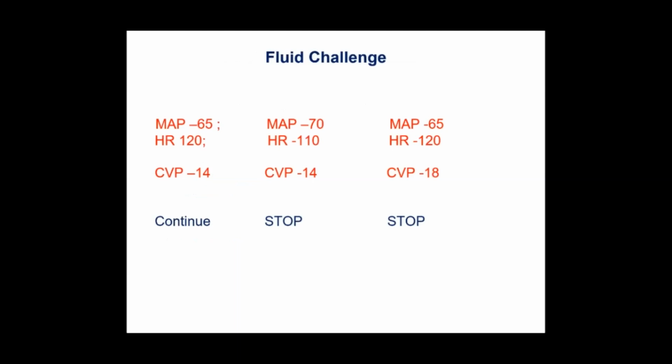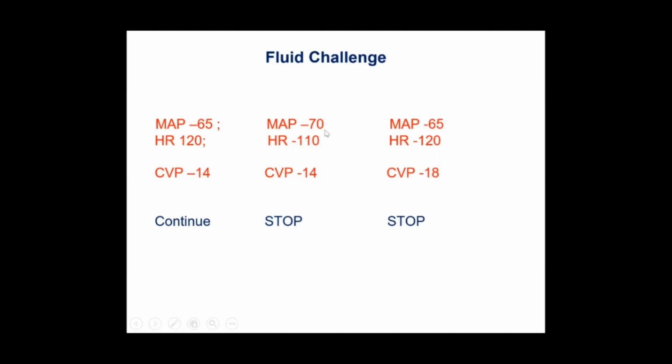Now, consider the first scenario. Mean arterial pressure 65, heart rate 120 per minute, CVP is 14. So our target endpoints have not been achieved. Here we set the target endpoint of heart rate less than 110. So this has not been achieved, right? And the limitation has not been crossed. The limitation of CVP of more than 16, which we said, has not been crossed. So we can continue to give fluids.